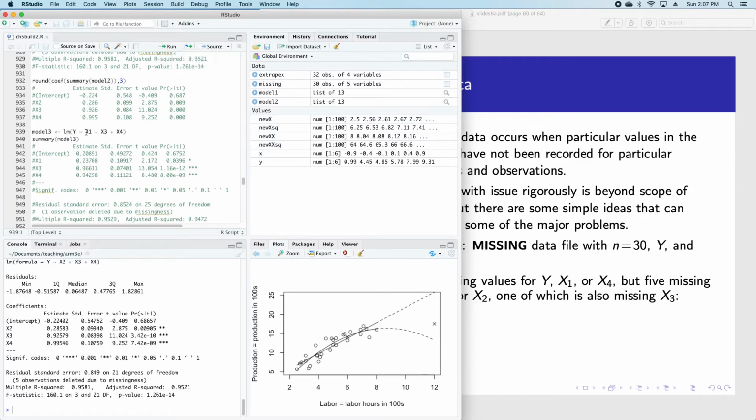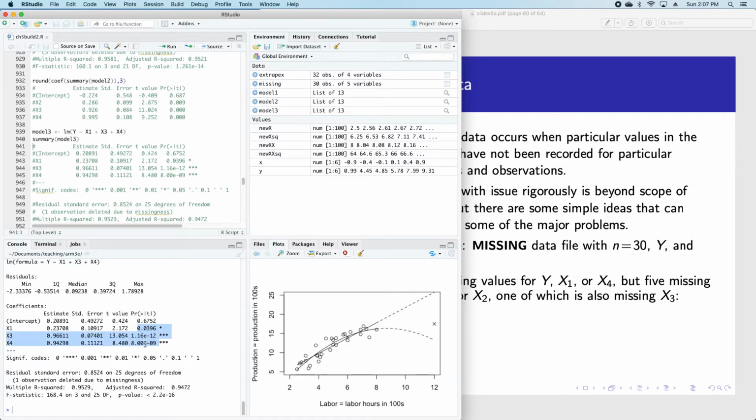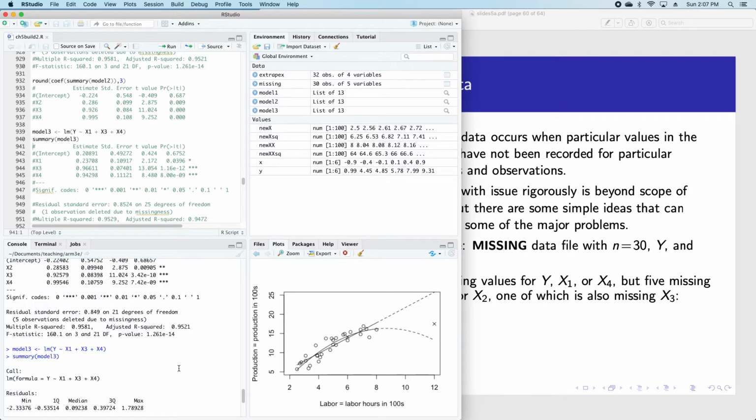So model 3 has x1, x3, and x4. Now remember, it was x2 that had the most amount of missing data. So let's fit this model and take a look at it. Looks pretty good, just from the perspective of I've got 3 significant predictors. I've got a pretty high value of r squared.